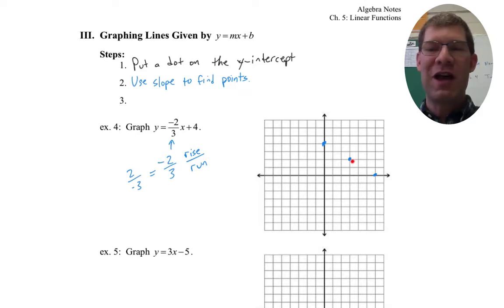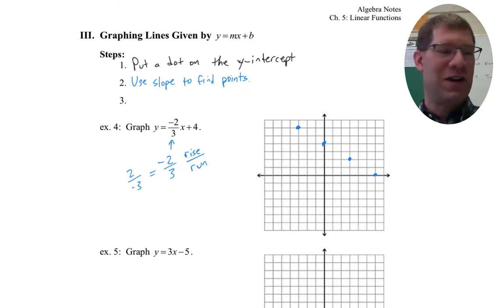But I could look at it as though I have a rise of positive 2, so I go up 2, a run of negative 3, so I go 3 to the left. So I'm going to do that to find one more point. So up 2, 3 to the left, so my last point is going to be right there. I put a dot there.